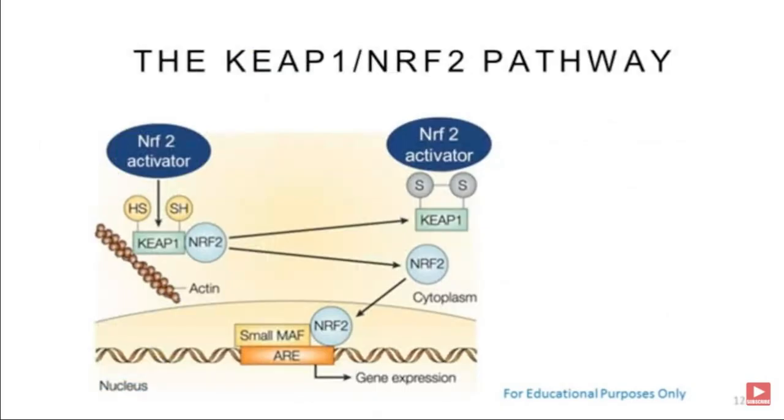Let me just show you schematically how this works. So if this is a cell surface, you have a Nrf2 activator that comes and attaches to a receptor on the cell surface, and it causes a conformational change in this protein called KEAP1, which is attached to the inside of the cell membrane and to the actin molecules. And so when the Nrf2 activator comes, it causes KEAP1 to release Nrf2. So Nrf2 then goes from the cytoplasm into the nucleus of the cell.